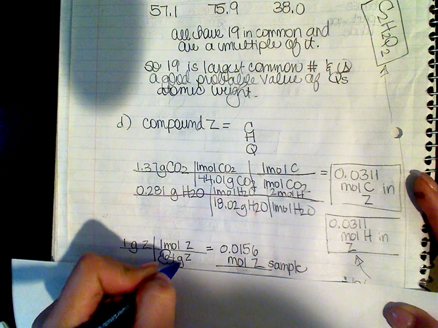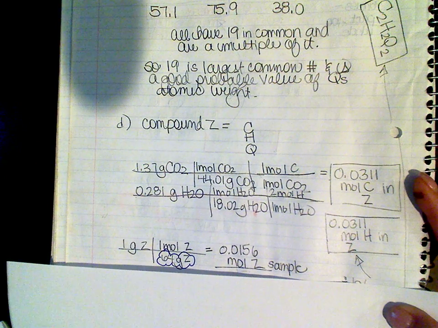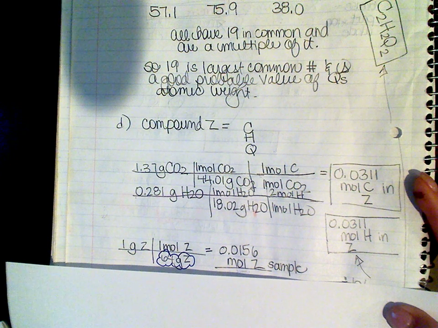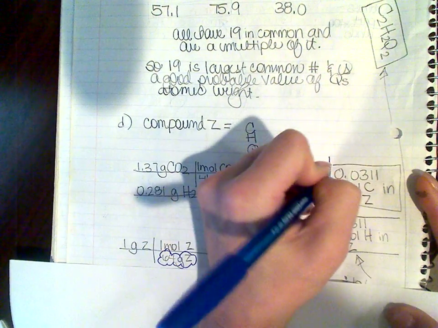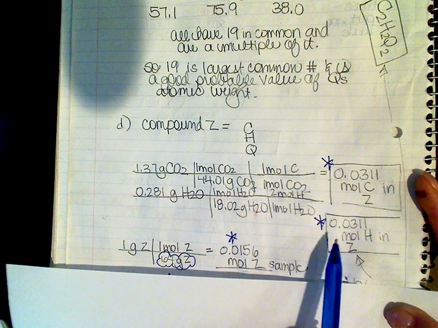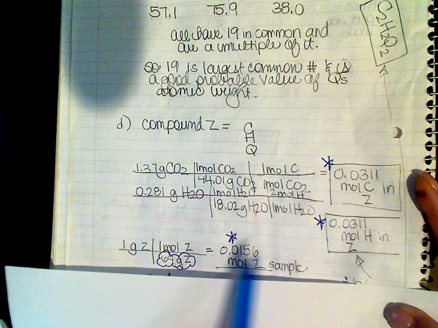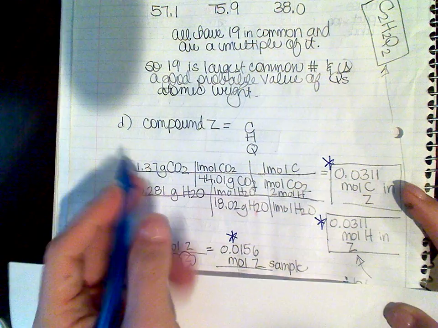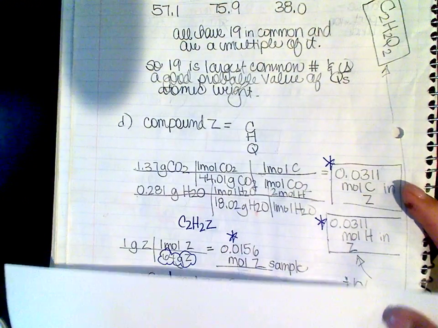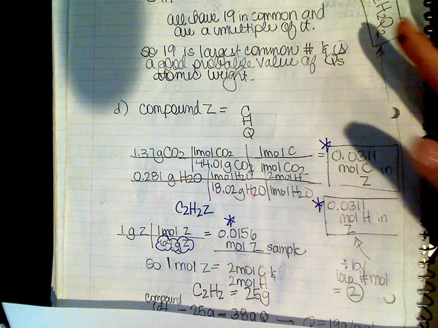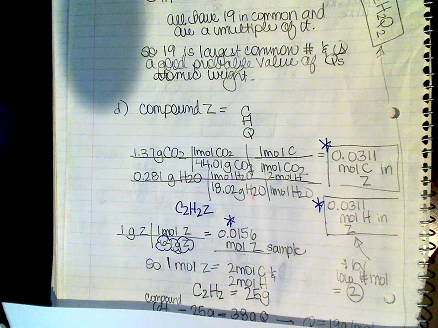Now this number here came from the molecular mass of compound Z. So in 1 gram of Z, if I have 64 grams per mole, that means that I have 0.0156 moles of Z in that sample. So when I compare this number to this number and this number, I can see that these are twice as much as my Z. So basically I have 2 C's, 2 H's, and 1 Z in my compound, okay?